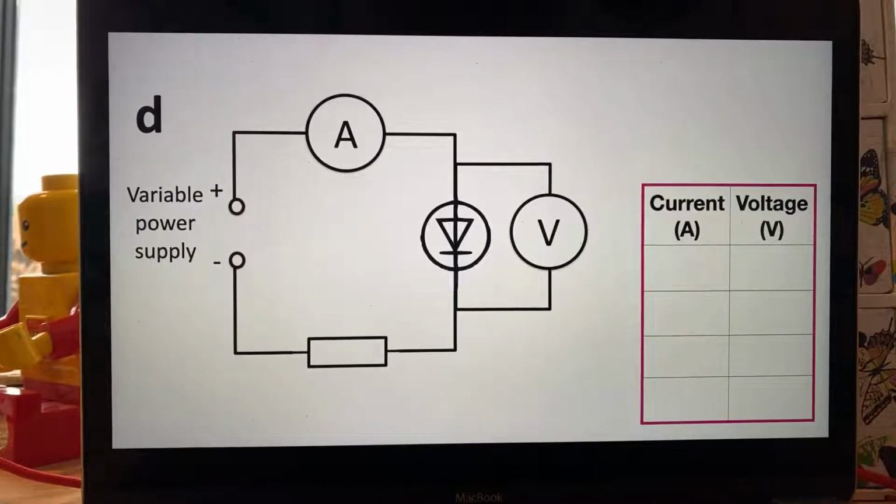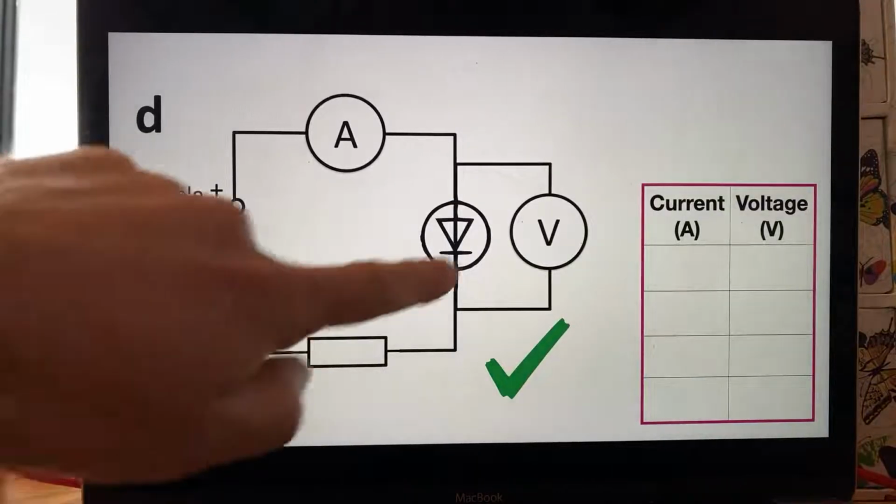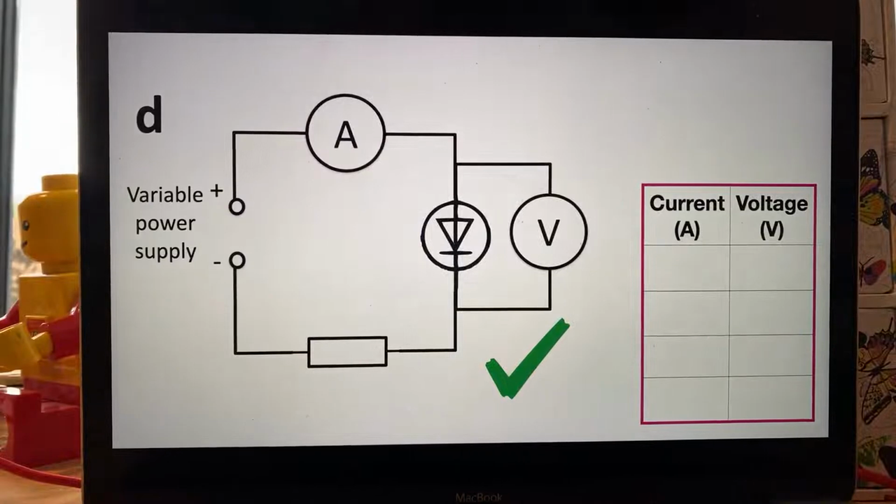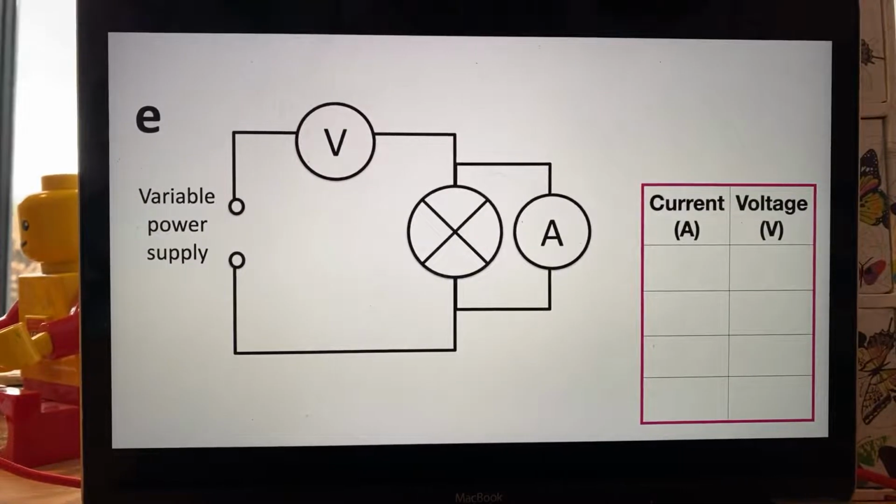D, what about that? Variable power supply, positive on the top, negative on the bottom, ammeter in series, diode facing downwards. You've got a resistor in there as well, and a voltmeter measuring the voltage across the diode. 3, 2, 1. Yeah, that's fine. Resistor protecting the diode, current's travelling in the right direction. Yeah, lovely.